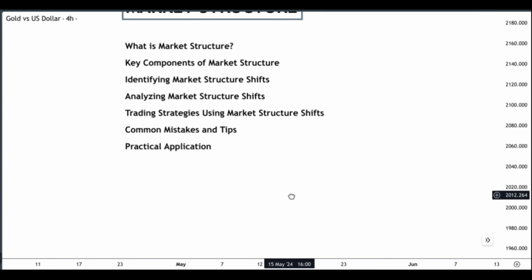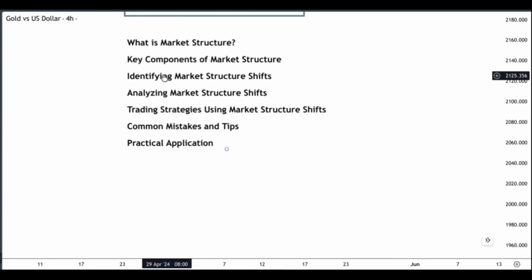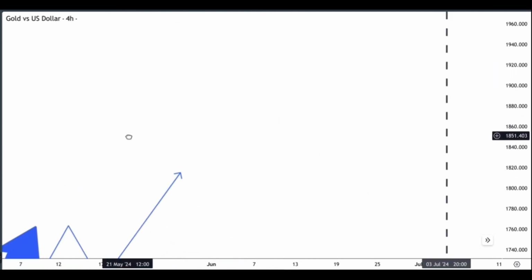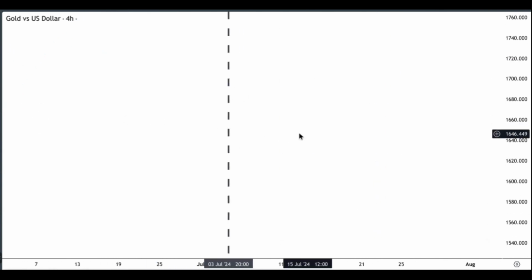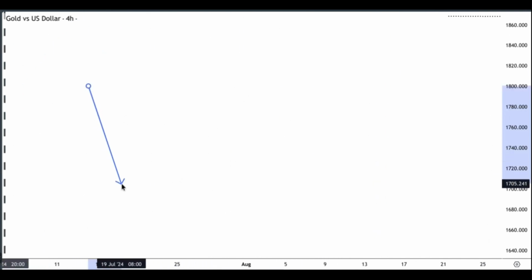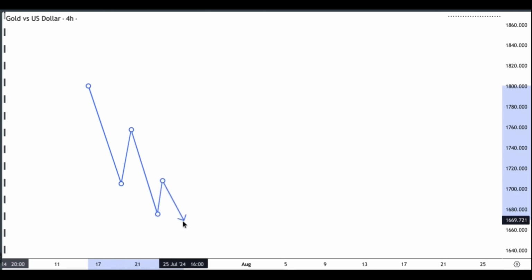We're going to go into how to identify a market structure shift. A market structure shift. And I want to do something like that here. Movement to the downside. Like that. And then you have something like that.